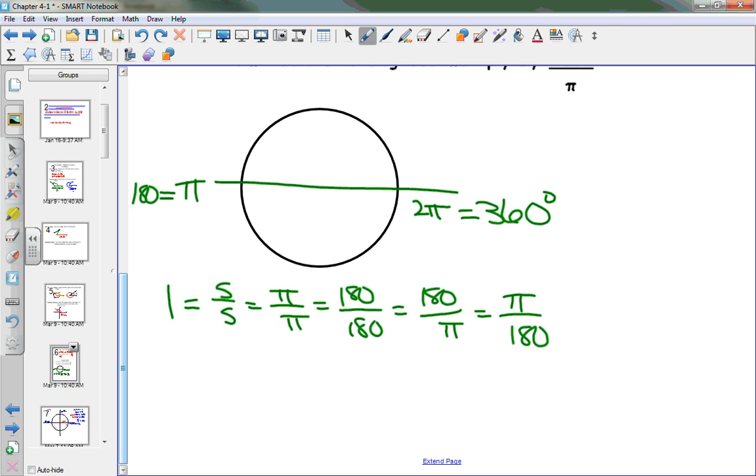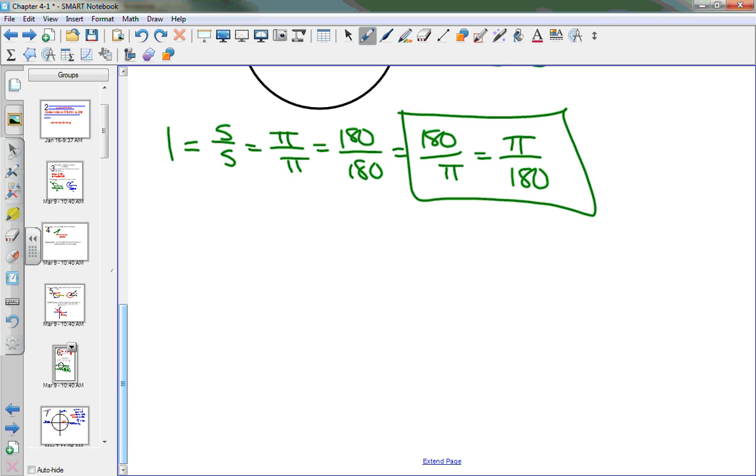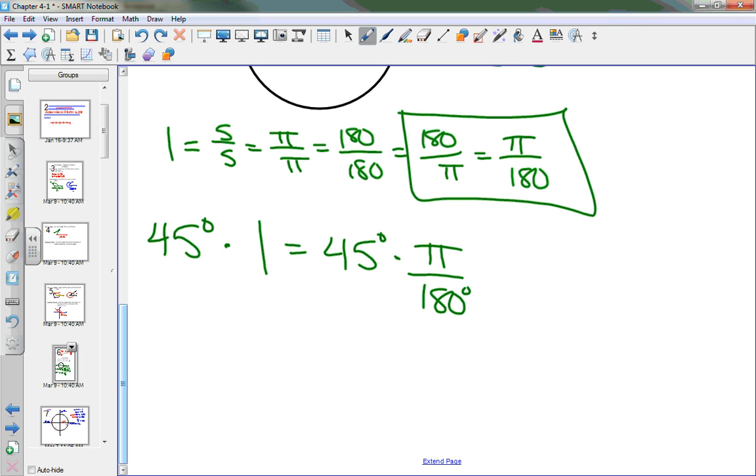Okay? Now, so we are using these two concepts right here. So if I give you 45 degrees, I have to multiply that by a value of 1. And I want to change 45 degrees into a radian measure. So how do I do that? What do I want to multiply by? What do I want to get rid of? The degrees. So I need to change that 1 into be a pi over 180. Why? Because I want the degrees to go both sides. Yes?